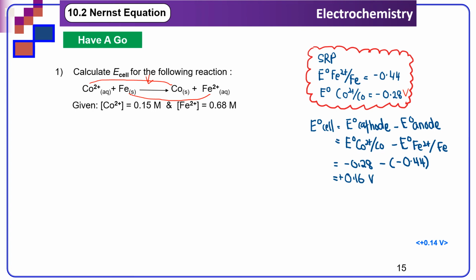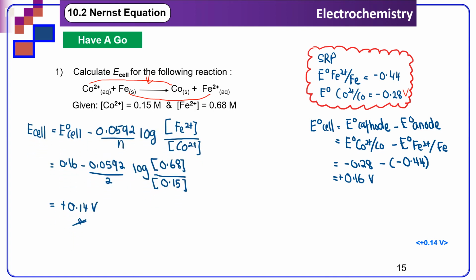Once we have the E0 cell, we will use the Nernst Equation to get the E cell. The Nernst Equation is E0 cell minus 0.0592 over n log. When we get to the log, we directly put in the species, which is iron 2 plus divided by cobalt 2 plus. Why don't we include cobalt solid and iron solid? Because solids are excluded from the expression Q. We put in the values, and you can get the answer, positive 0.14 volt.